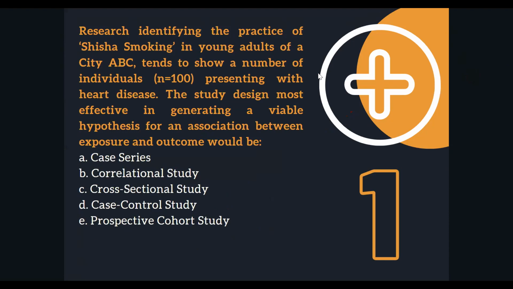Question number 1. Research identifying the practice of shisha smoking in young adults of a city ABC tends to show a number of individuals, n equal to 100, presenting with heart disease. The study design most effective in generating a viable hypothesis for an association between exposure and outcome would be: A, case series; B, correlational study; C, cross-sectional study; D, case control study; and E, prospective cohort study.